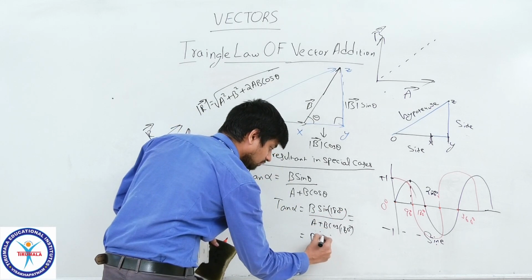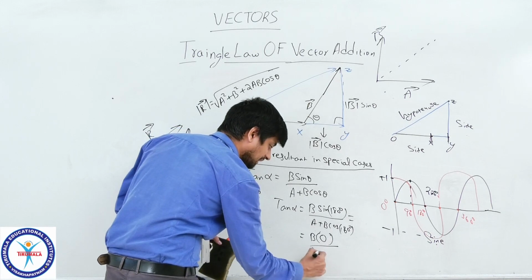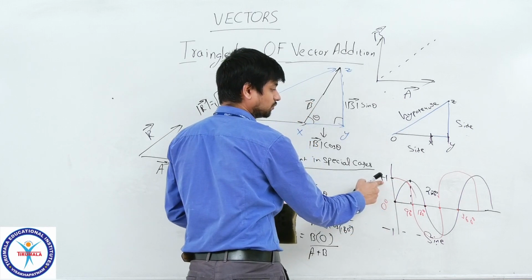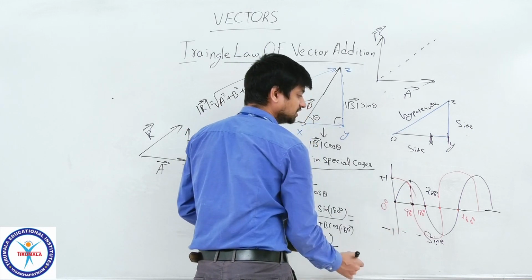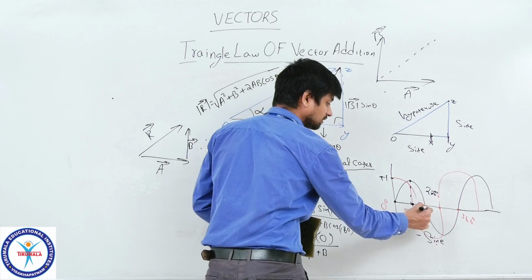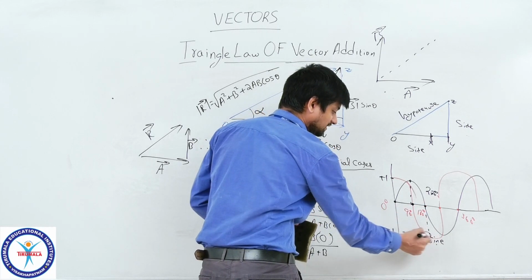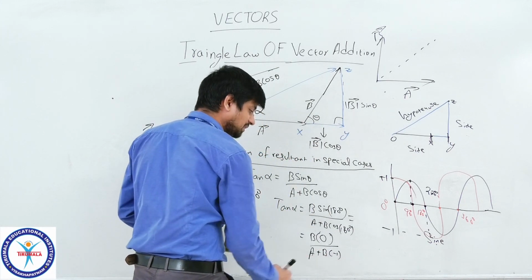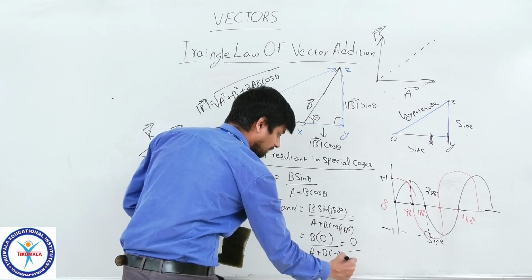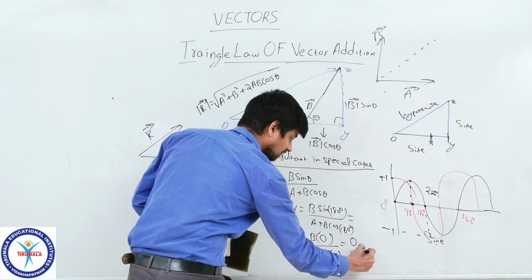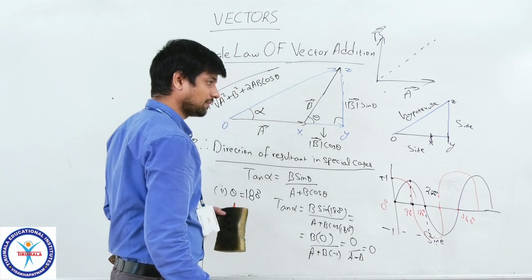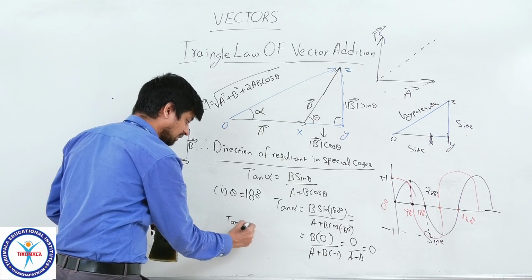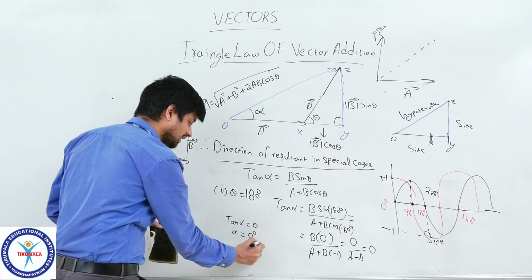So, sin 180 value is 0, so B sin 180 is 0, over A plus B cos 180. Cos 0 is plus 1, cos 90 is 0, cos 180 on the red curve is minus 1. So, B into 0 is 0, over A minus B. So, what do you get? 0. Alpha value is also 0. So, tan alpha value 0 means alpha is 0 degrees.